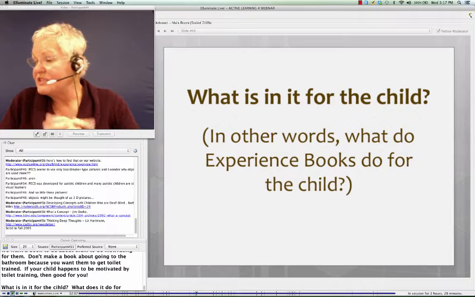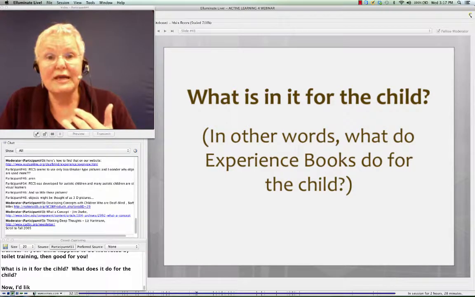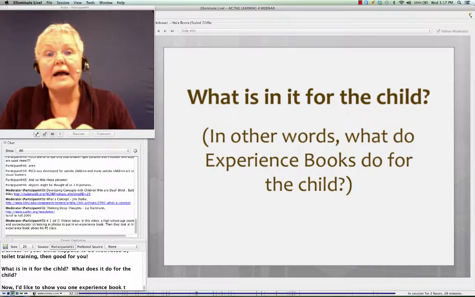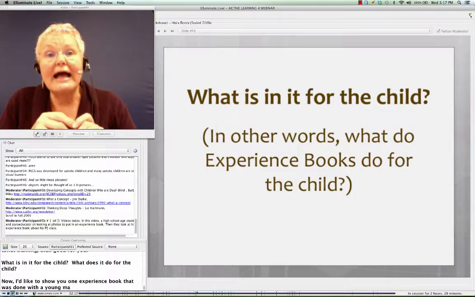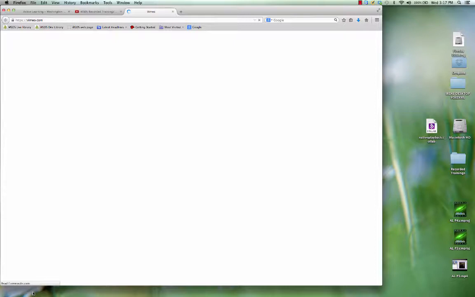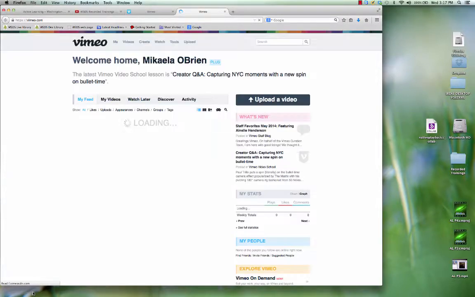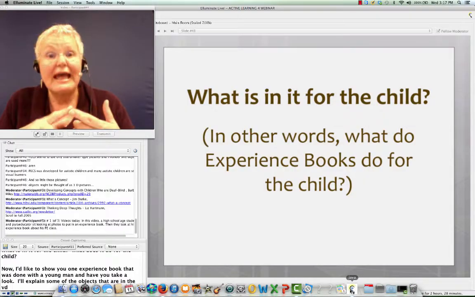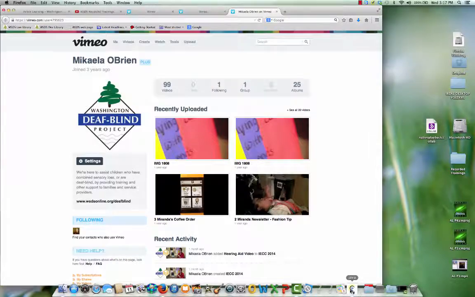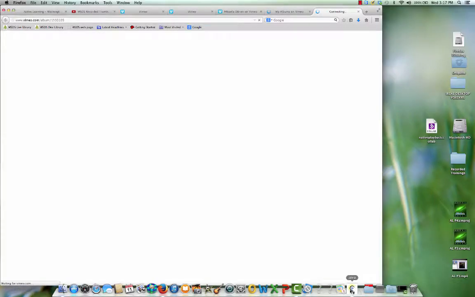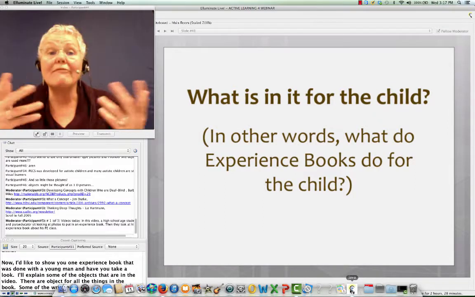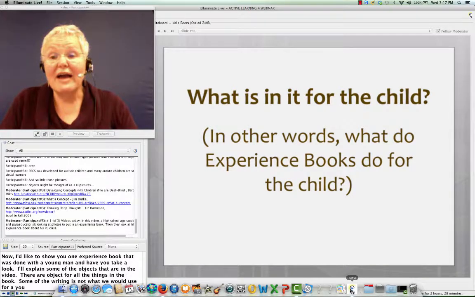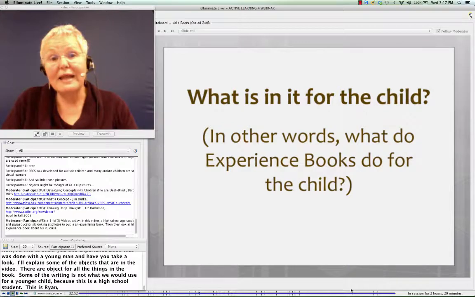What I'd like to do now is show you one experience book that was done with a young man, and have you take a look, and I will explain some of the objects that are used because it's tough to see in this. This is not him. It's tough to see in that video, but there are objects for every picture in the book. And this was done for a student at high school age, and so understand that some of the writing would not be the writing we would do if we were doing it with a 3-year-old or a 5-year-old or a 10-year-old. So we've got the picture there. This is Ryan working with an adult in his classroom. So let's push play now.